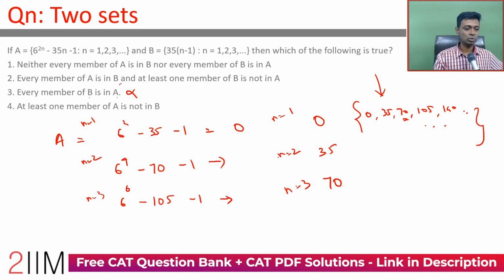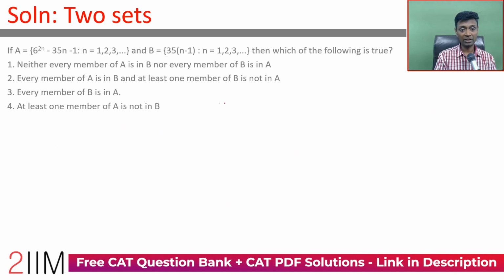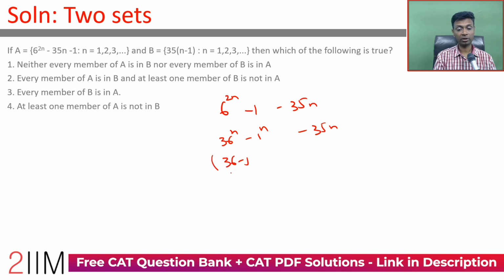All you've got to think now is, are these numbers multiples of 35? That's all we need to think. And they have to be. Why so? Think about this. A is 6 power 2n minus 35n minus 1. I'm going to write it as 6 power 2n minus 1 minus 35n. This is 36 power n minus 1 power n minus 35n. 36 power n minus 1 power n will be a multiple of 36 minus 1. So every element in A is a multiple of 35.